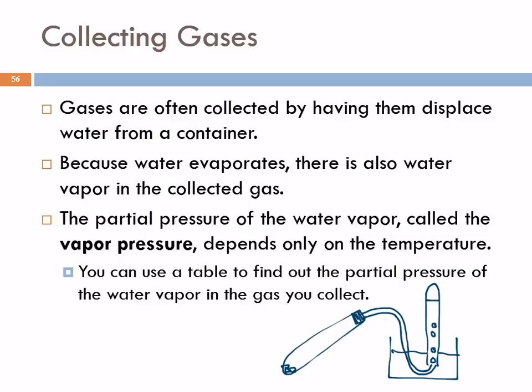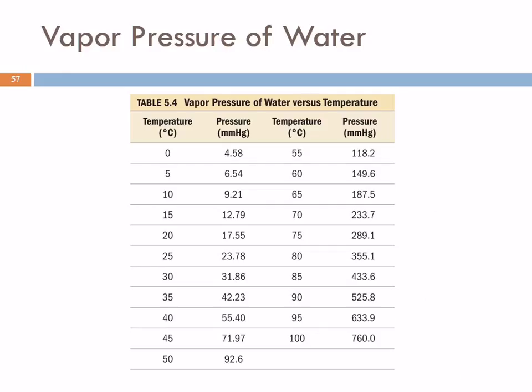So this is an example of one of those tables. This one is not really specific. Others divide it up, every degree or tenth of a degree. But if we knew that our water was 25 degrees, then we could say that the vapor pressure, the partial pressure of the water above it, was 23.78 millimeters of mercury. If we know the total pressure, we can subtract the vapor pressure of the water and get the pressure of the gas that we're interested in. Any questions?